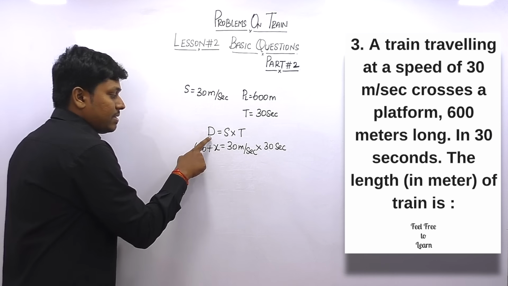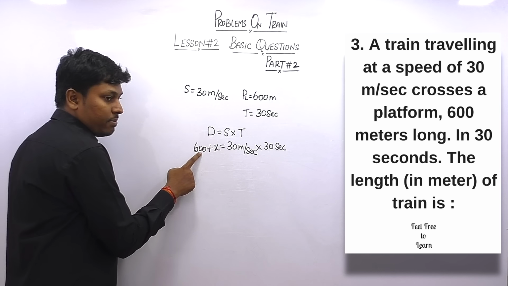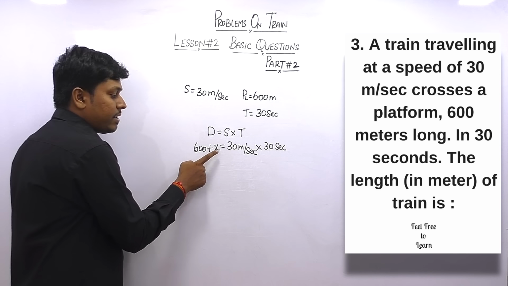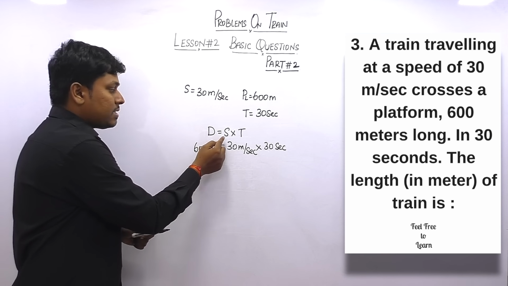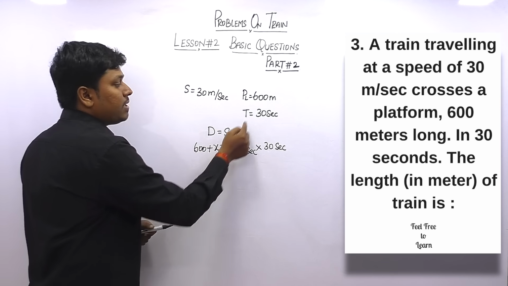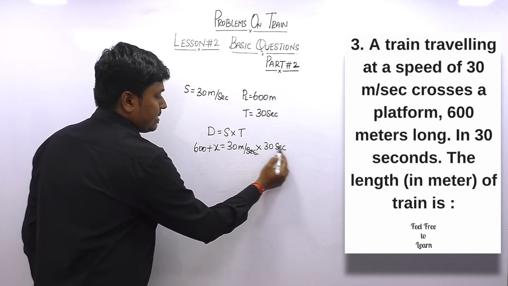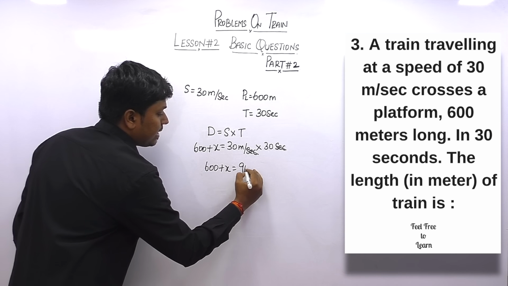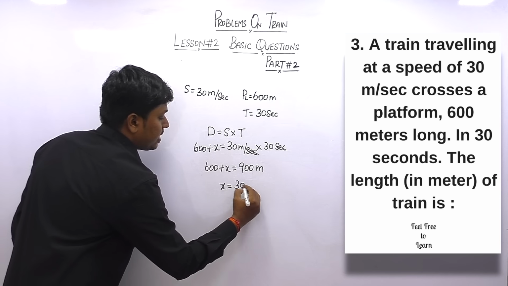Friends, got it? So distance traveled by the train will be length of the train plus length of the platform. We know the length of the platform is 600 meter. But we don't know the length of the train. So we have assumed this as x. So x plus 600 will be d. Speed is directly given in the question. Similarly, time is directly given. So I think we can easily cancel second and second. So 600 plus x is equal to 900 meter. So x is equal to 900 minus 600, which is 300 meter.